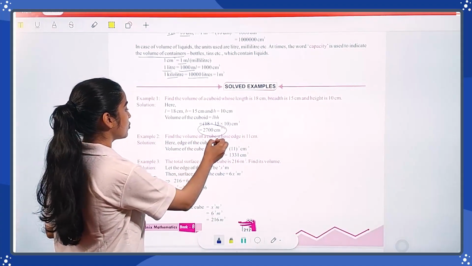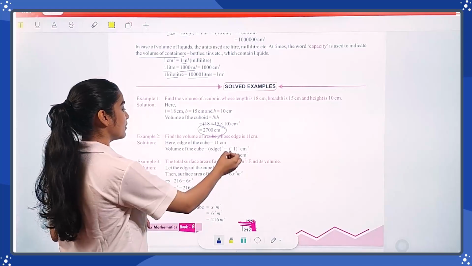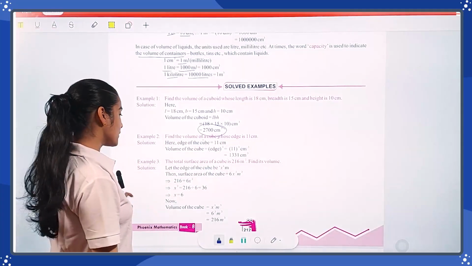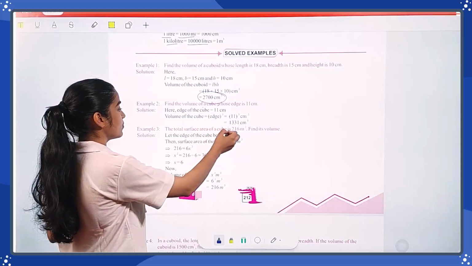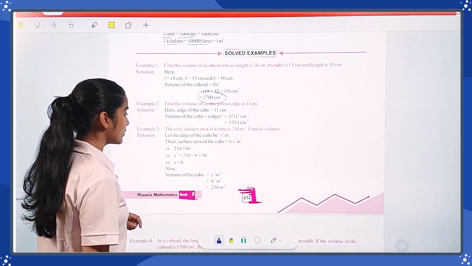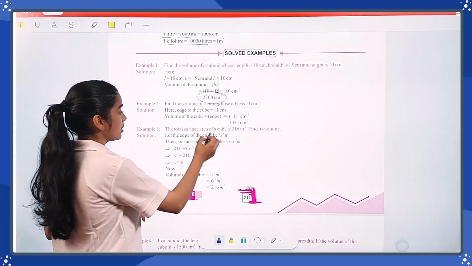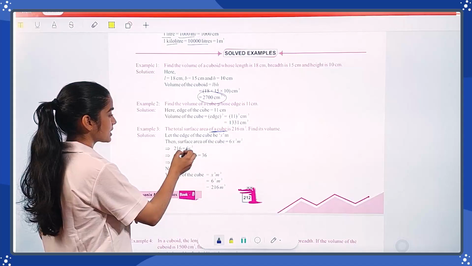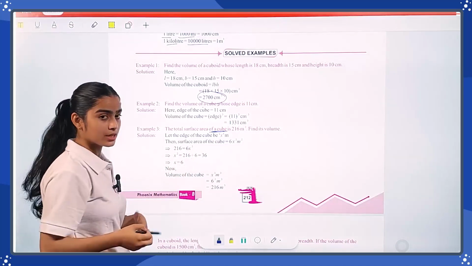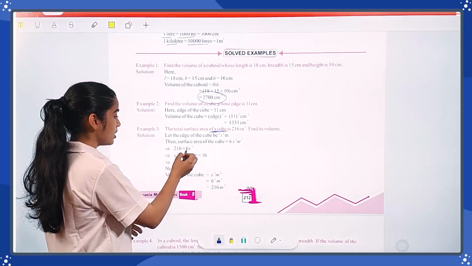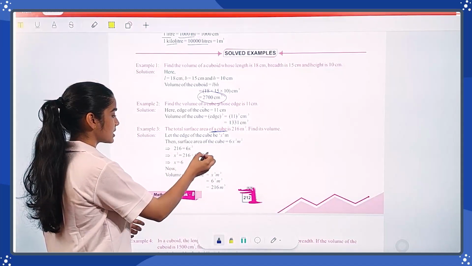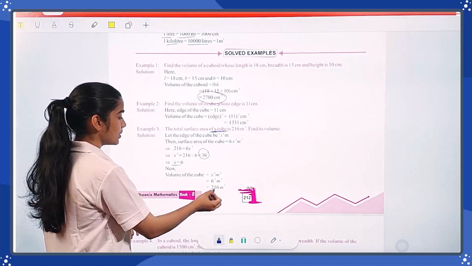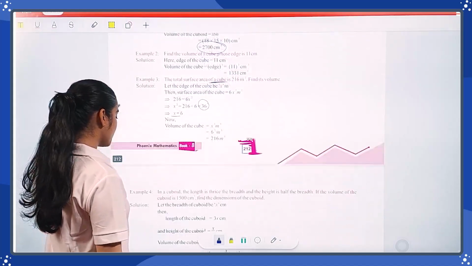Find the volume of the cube whose edge is 11 centimeter. 11 cube is 1331 centimeter cube. The total surface area of a cube is this. Find its volume. So first of all, we have to find out the length of the cube. We have the formula of surface area of the cube is 6L square. So 216 divided by 6 is 36, and then 6 is the square root of 36. So 6 cube is 216 meter cube.